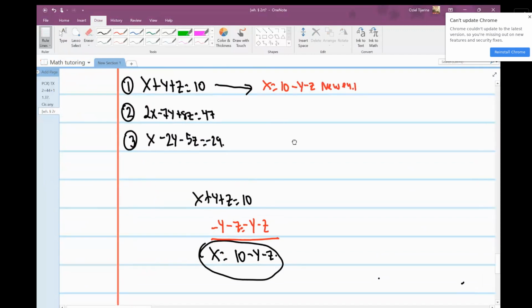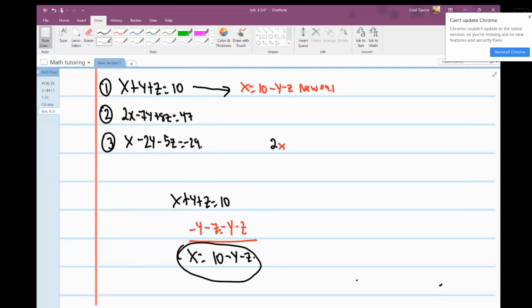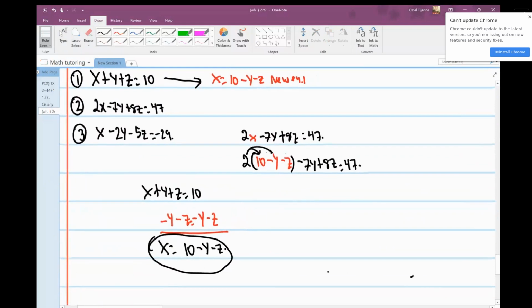So you have 2x minus 7y plus 8z equals 47. Then you plug in what we got for x. So you have 2 times the quantity 10 minus y minus z, and then minus 7y plus 8z equals 47, right? Then you use the distributive property: 20 minus 2y minus 2z minus 7y plus 8z equals 47.